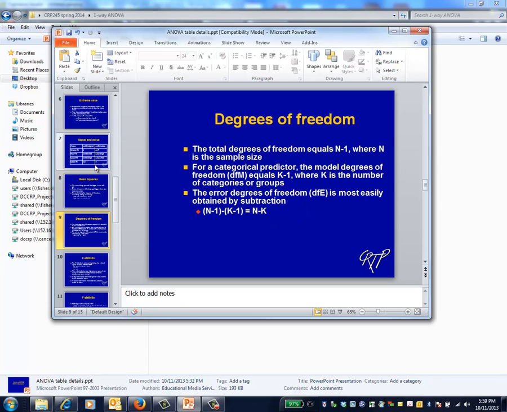These are the formulas for degrees of freedom in the one-way ANOVA. The more groups, the more degrees of freedom are associated with the model. More generally, the more complex the model, the more degrees of freedom are associated with it.